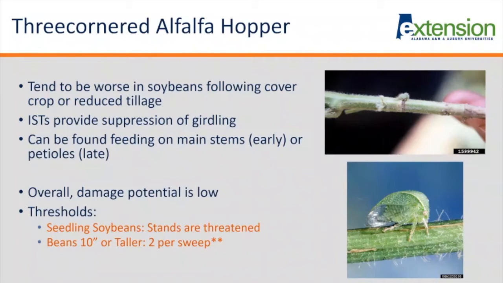Overall, our damage potential is pretty low. They'll feed on the main stems and seedling soybeans, and then later on they may feed on petioles, cause leaves to drop and things like that. In the seedling stage, our threshold is just when stands are threatened. So that's kind of what your targeted plant population is, and when you feel like that's threatened, you may want to intervene.